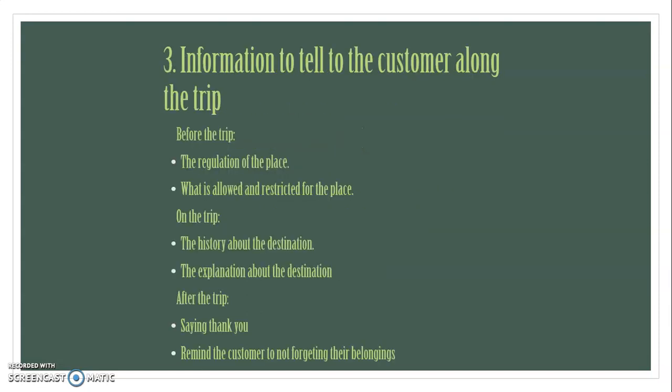The third one is the information to tell the customer on the trip. Before the trip, you have to tell the customer about the regulations of the place because they cannot do whatever they want, and what they do might cause destruction to a place. What is allowed and restricted for the place.